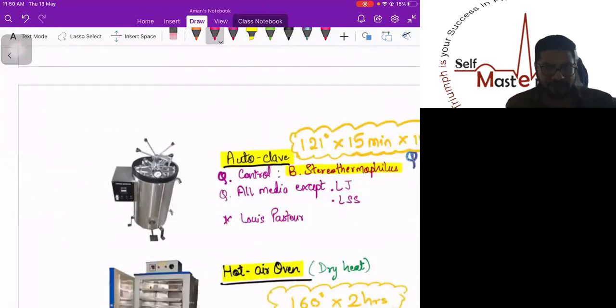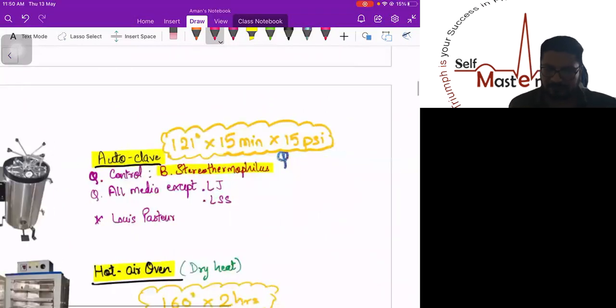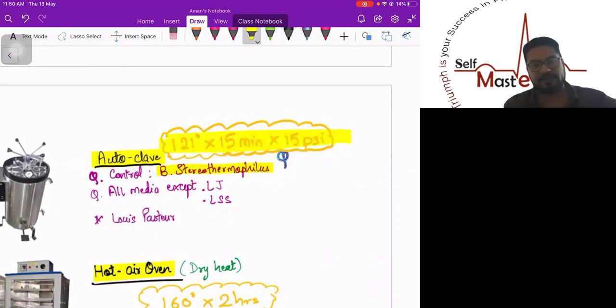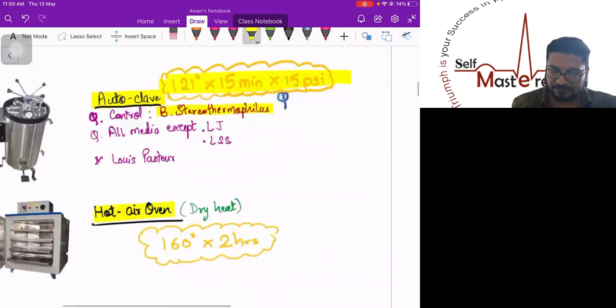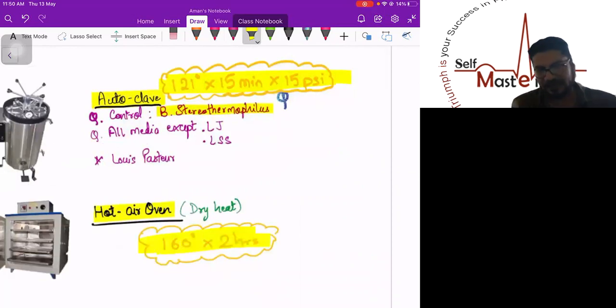Okay, then we have some questions that they ask again and again for this topic, that is about the autoclave. The first thing they ask about is the temperature that we use, that is 121 degrees Celsius for 15 minutes and 15 psi. This is for autoclave. Just do not confuse this with hot air oven. We use 160 degrees for 1 to 2 hours.